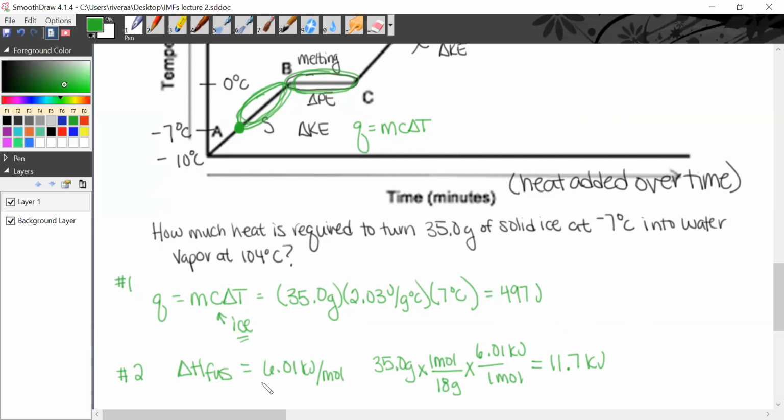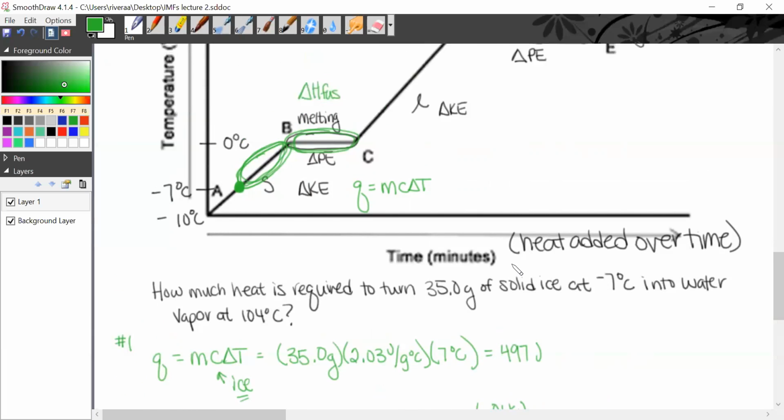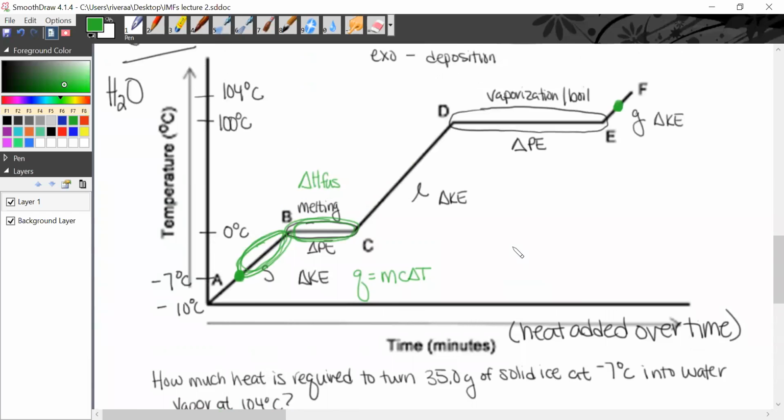Okay, so these are two different types of calculations. When we're warming and changing kinetic energy, we use our MCAT equation. When we're phase changing, there's no change in temperature. We need to look at heats of fusion or heats of vaporization or heats of sublimation. Okay, we're going to end up adding all these heats together, but we're not there yet.